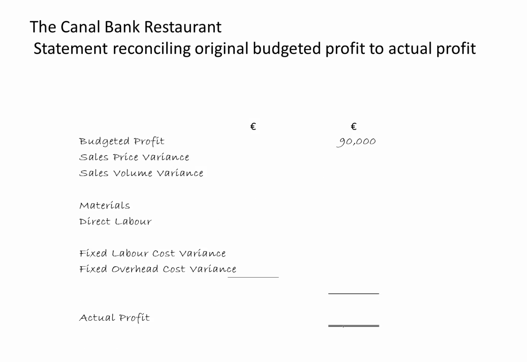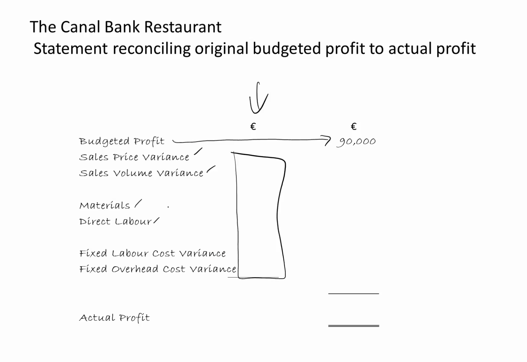We start off at the top of the page with the original budgeted profit. There it is there. And then I'll step into this column here and I'll simply list my variances: sales price, sales volume, materials and labour, they're the variable ones, and then the fixed labour and the fixed overheads. So if I just drop in those figures, I'll just remove this here, that's it. So what I have here, the sales price variance was 60,000 adverse.